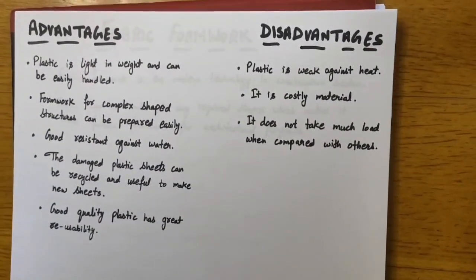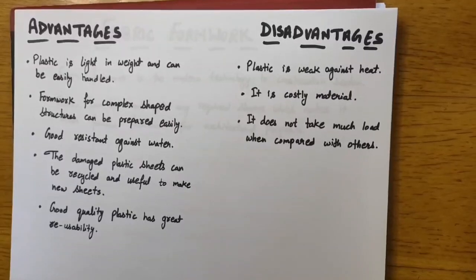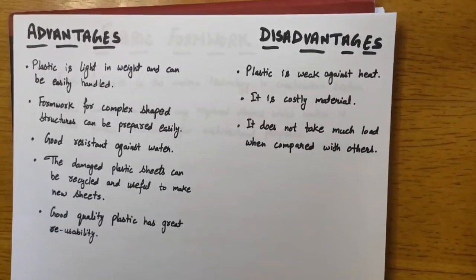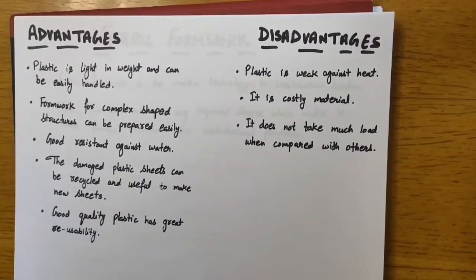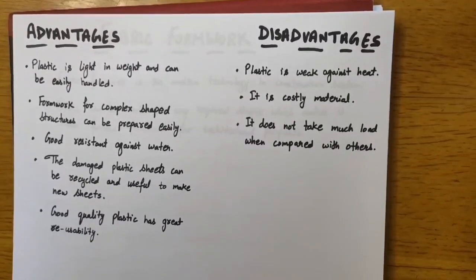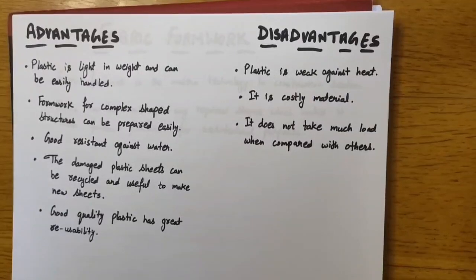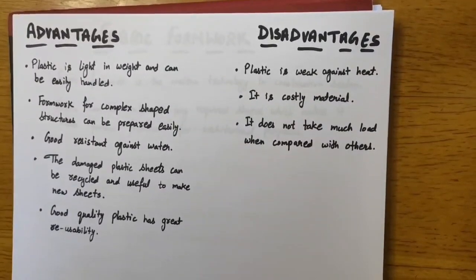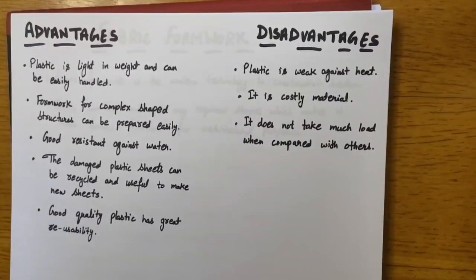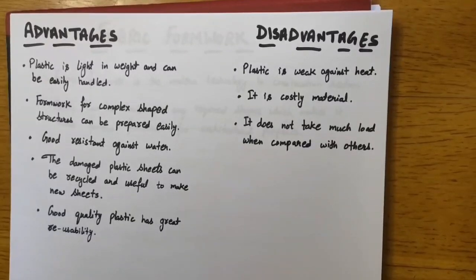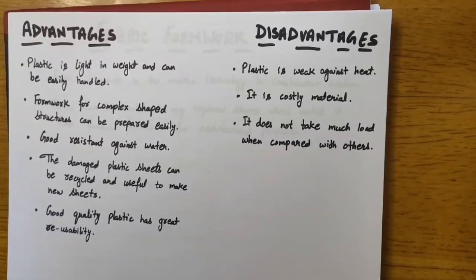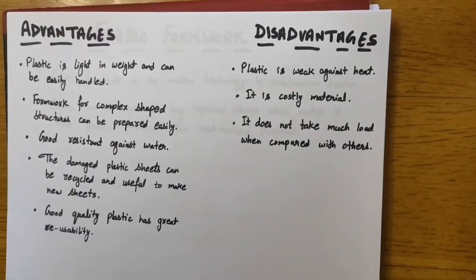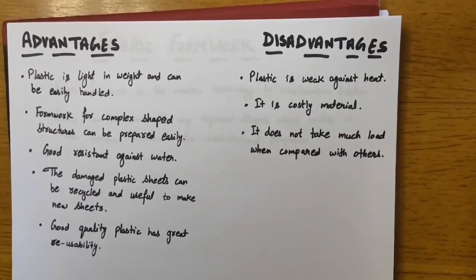So the advantages are as follows. Plastic is light in weight and can be easily handled. Formwork for complex shaped structures can be prepared easily. So if the shape of the structure is very complex, it is better to use plastic formwork. Good resistance against water. The damaged plastic sheet can be recycled and used to make new sheets.